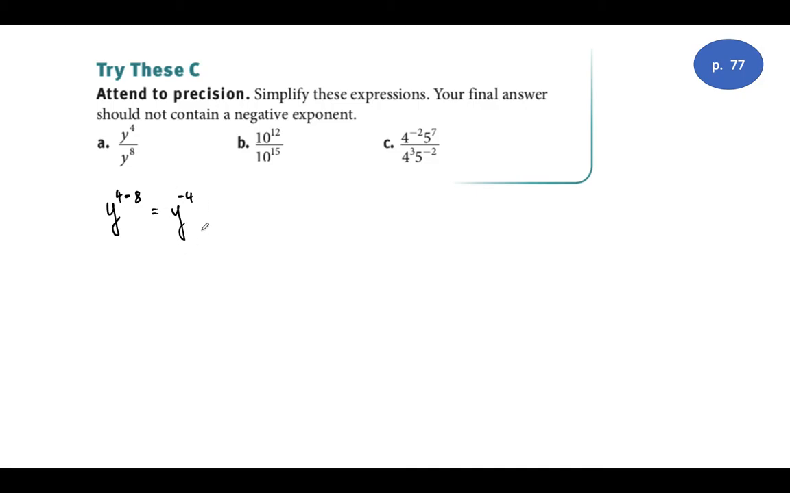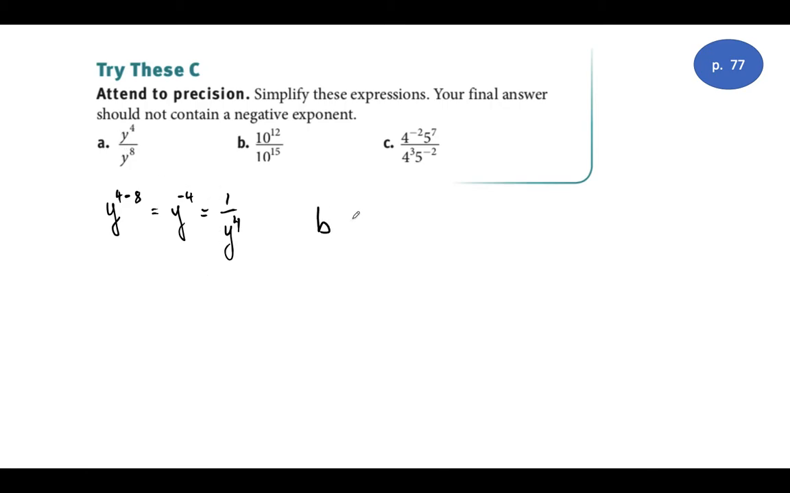You may not leave it this way. If you leave it this way on the next quiz, you will lose points. You need to keep going until you have a positive exponent. For every power, the exponent has to be positive. So for A, the answer is 1 over y to the 4th.